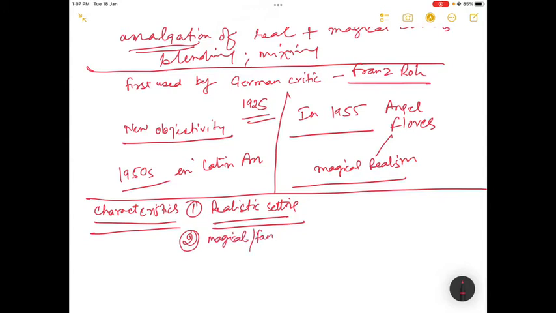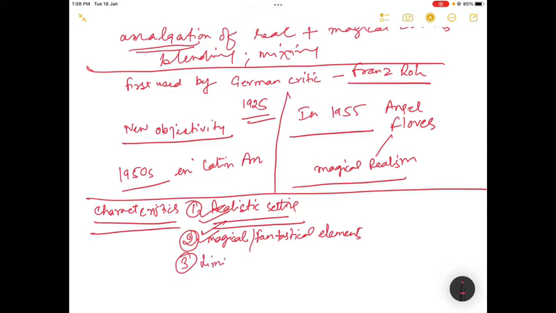Magical or fantastical elements. Now, as I explained in the very beginning, such kind of novels have the amalgamation of the blend of magic and reality. So we have the realistic setting and we have the magical or the fantastical elements, like talking objects, dead characters, use of telepathy. Magical realism stories have fantastical elements that do not occur in the world. However, they are presented as normal within the novel.